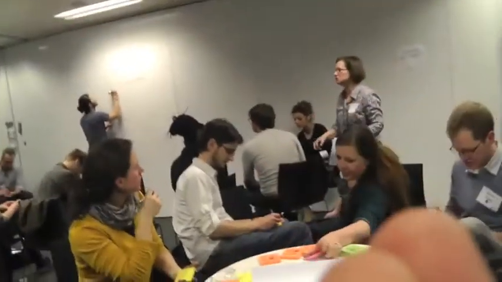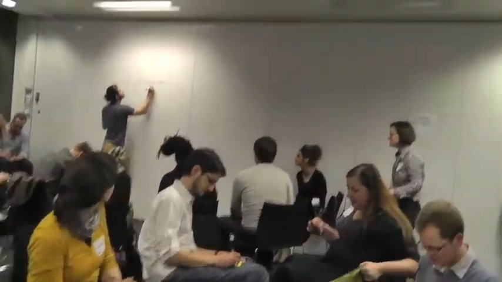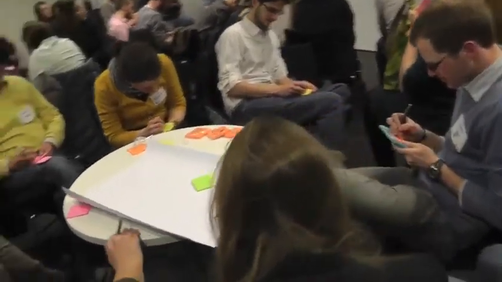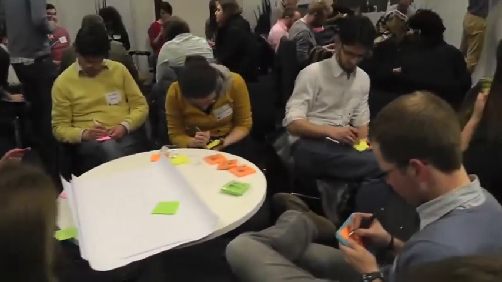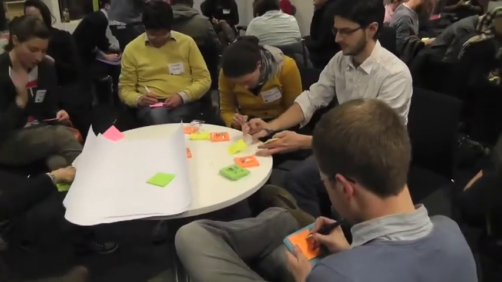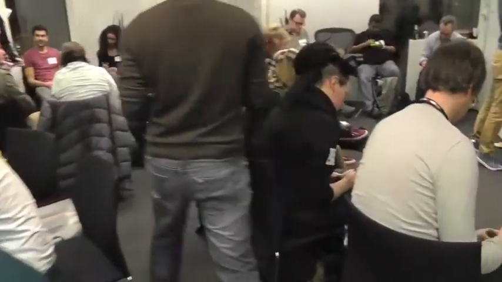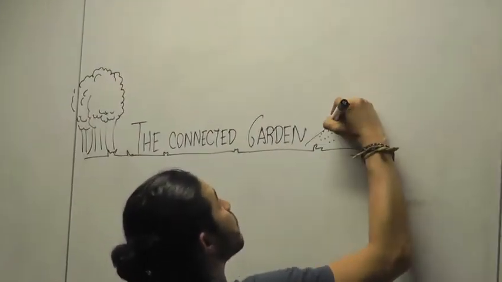Everything goes on your own, individually, on post-it notes. As many ideas as you can. One idea per post-it note. Be a bit more descriptive in what you write down. Come up with a good idea. Anything with a connected garden. There are 30 seconds left. Could be an app. Just think of something that might be a connected garden. What does that mean?